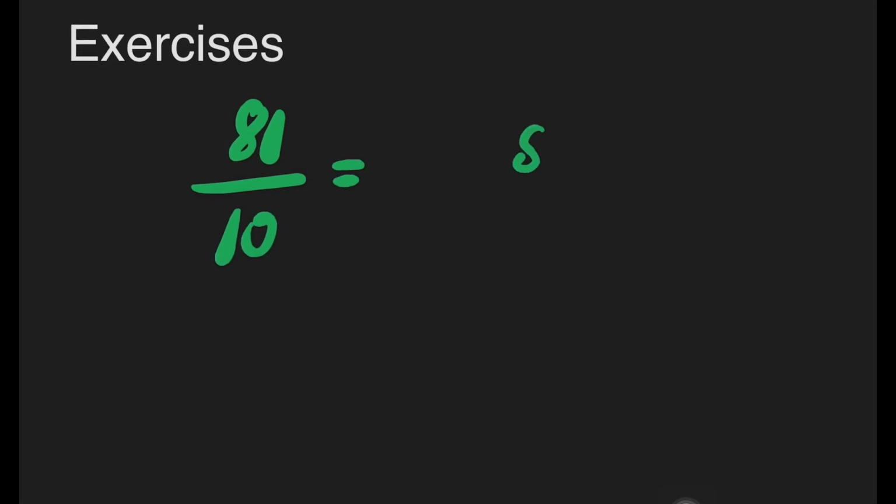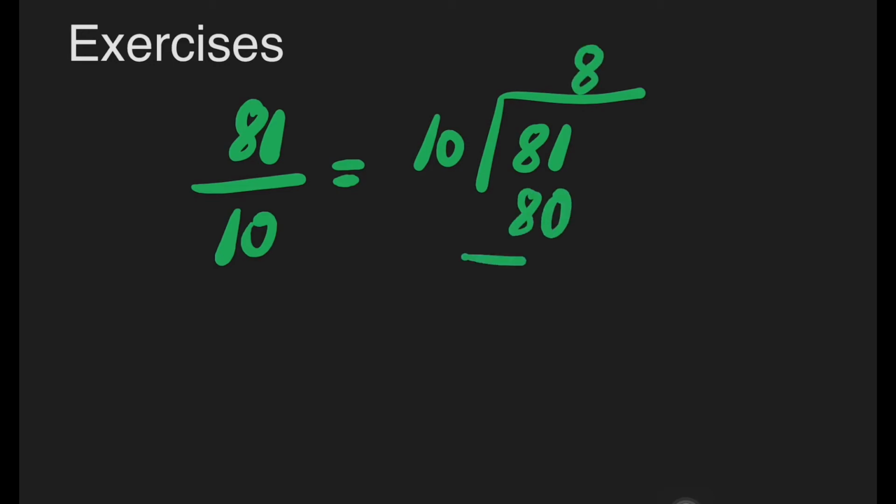Another example, we have 81/10. We will just divide 81 divided by 10. How many 10's are there in 81? That's 8. 8 times 10 is 80. And subtract 81 minus 80, that's 1. Then we're done. Our answer is 8 and 1/10.